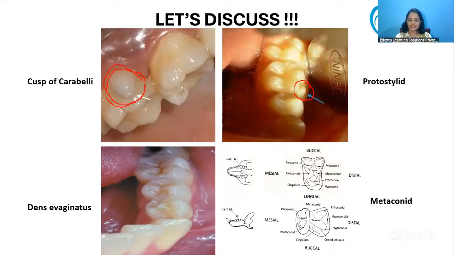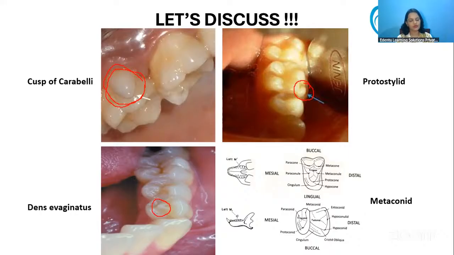Then dens evaginatus, like I had already mentioned, you can see here an accessory cusp present between the two major cusps of the premolar. It is also called tuberculated premolar or Leong's premolar. Premolars with such an accessory cusp are called tuberculated premolar or Leong's premolar. So that is dens evaginatus, which is most commonly seen in the premolars.